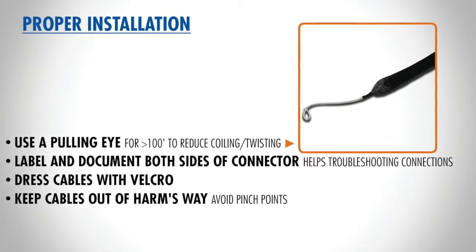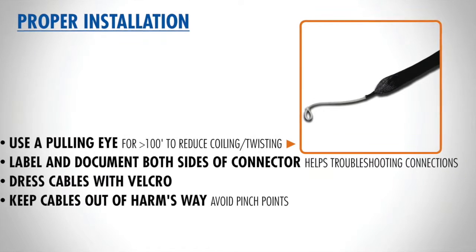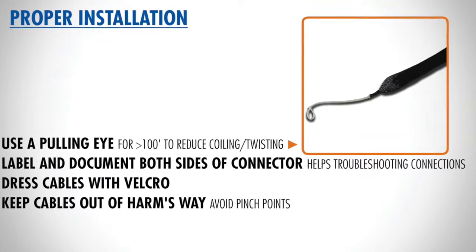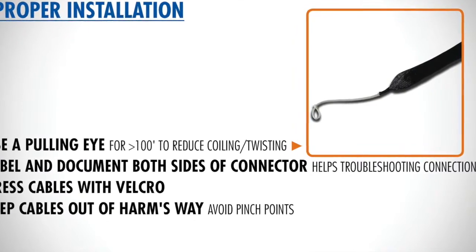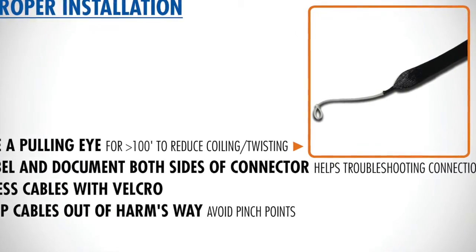It's really important to use a pulling eye, especially if your runs are over 100 foot. And the pulling eye is going to allow the connectors on the ends to be protected as you're pulling the fiber cables through your tray or below the floor.